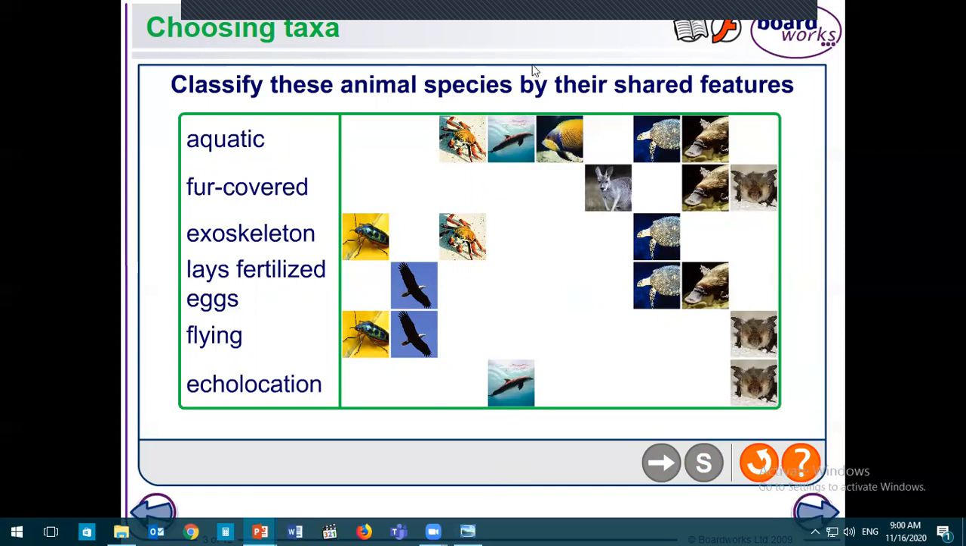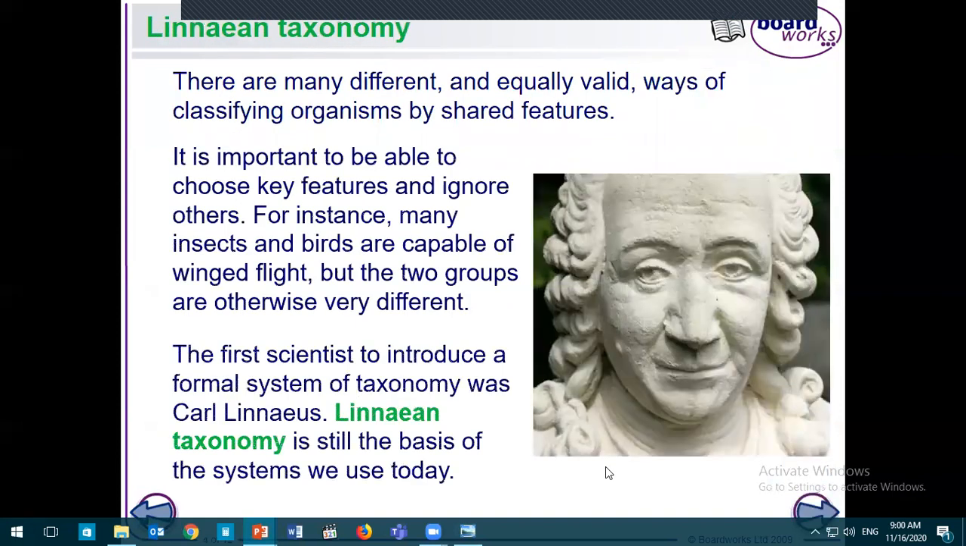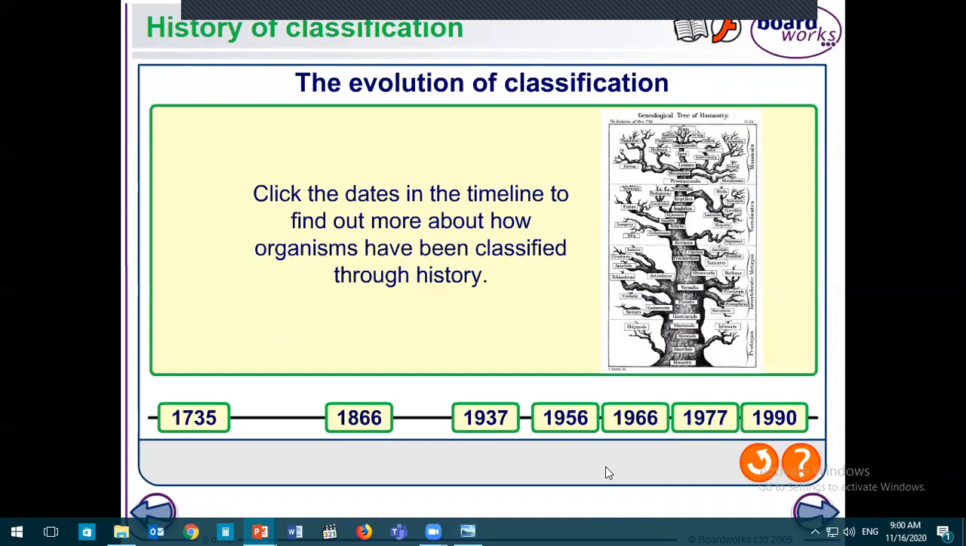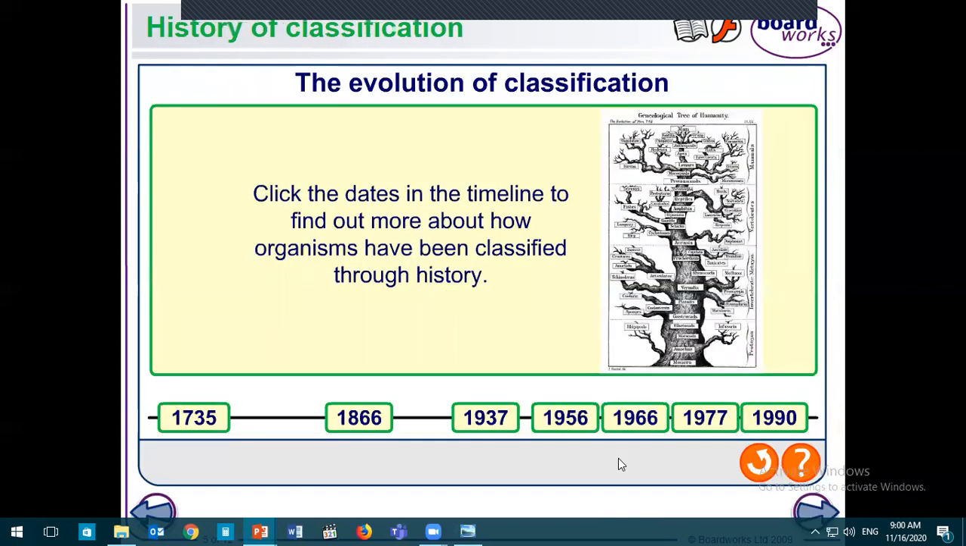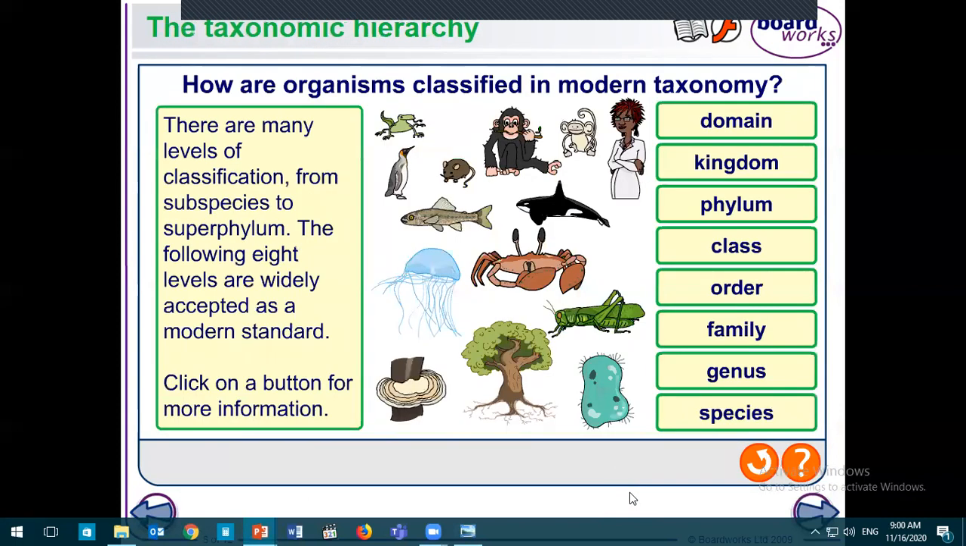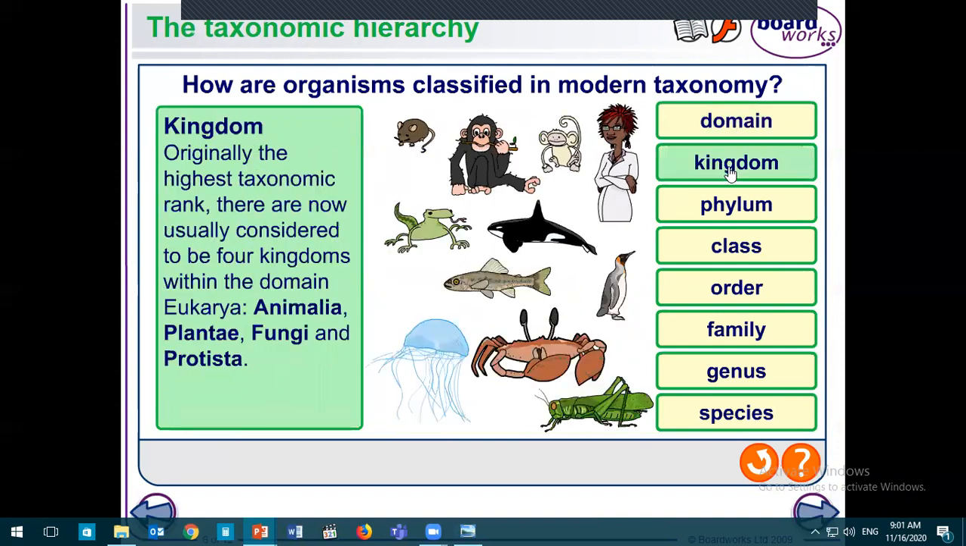Okay, guys, just let me move to the next slide. This is the scientists who started classifying animals, putting them in groups. Okay, so here, guys, we have different levels. Domain is the largest level, but you guys are not studying about domain, you're starting with kingdom. Yes, so kingdom in here includes all the animals that share certain features.